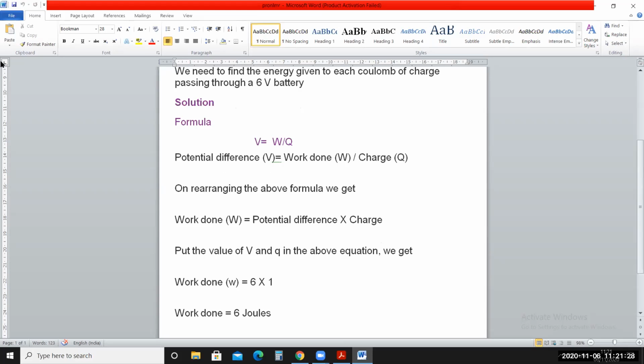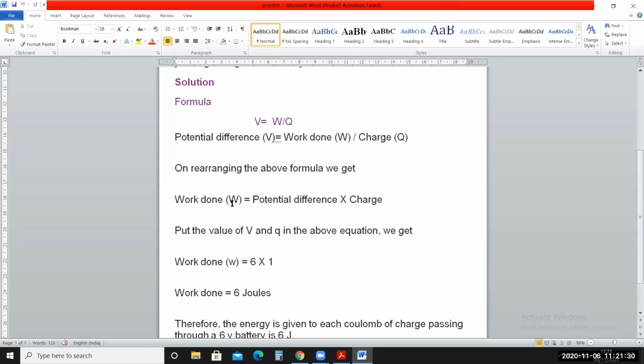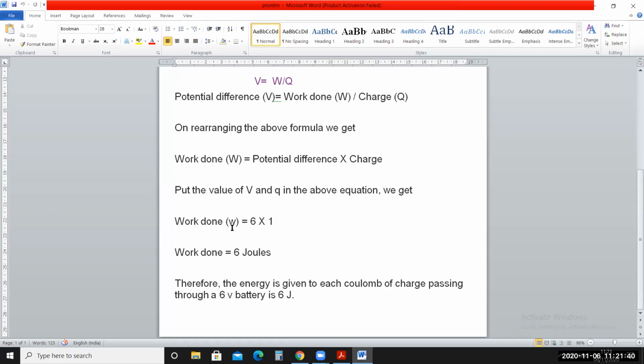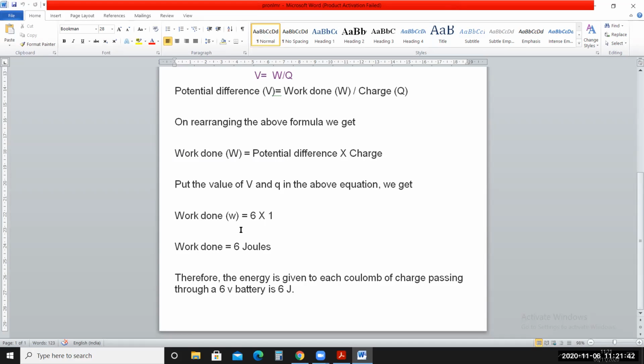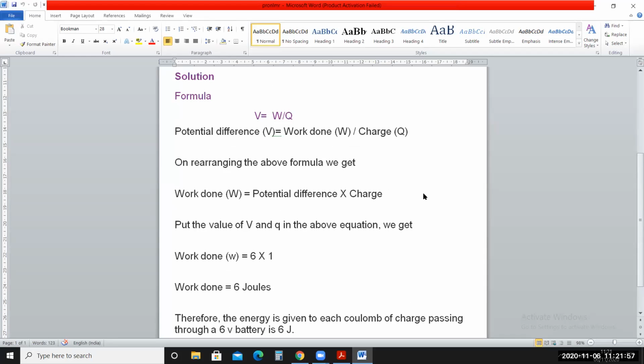So on rearranging the above formula, we get work done W equal to potential difference into charge. Put the value of V and Q in the above equation, we get work done W equal to 6 into 1. So work done equal to 6 joule. Therefore, the energy given to each coulomb of charge passing through a 6 volt battery is 6 joule. So this is the normal procedure to answer such designed questions.